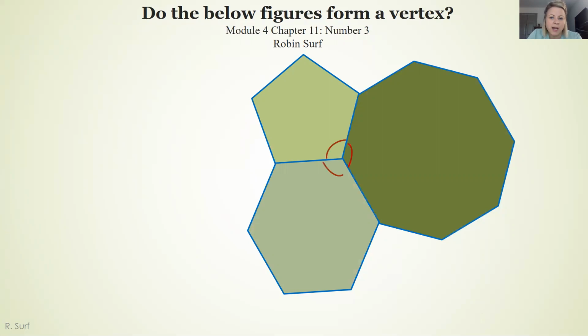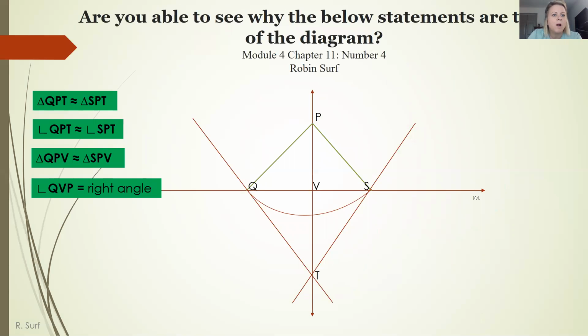When finding the interior angles of each shape, the pentagon angles are each 108 degrees. The hexagon's interior angles are each 120 degrees. And the angles of the octagon are each 135 degrees. So when you add each of those angles up, they actually add up to 363 degrees. So the vertex is not being formed here by these shapes.